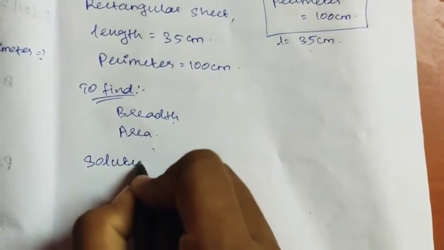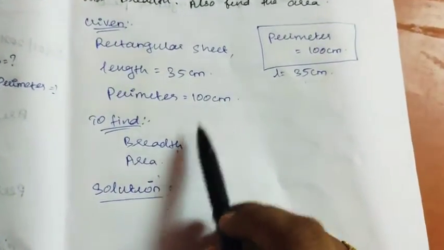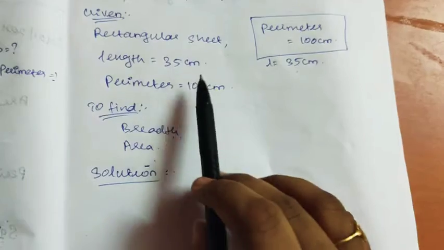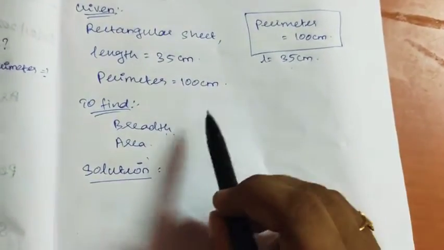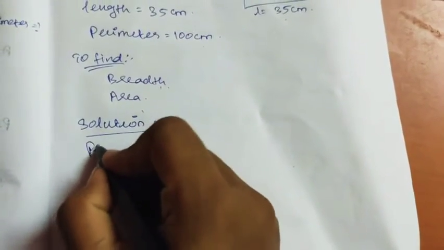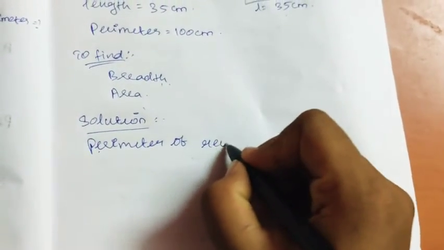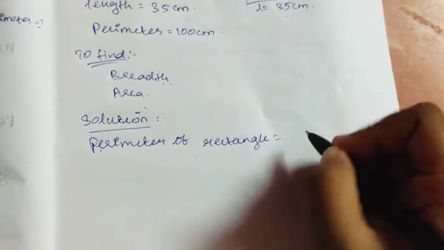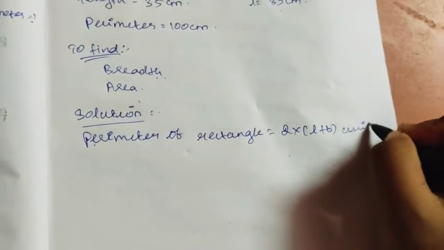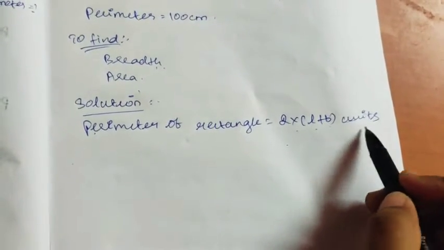Solution. Okay, now we have the perimeter value. So how can we find the breadth? We have the perimeter value and the length value. If we substitute these two values in the perimeter of rectangle formula, we can find the breadth. What is the perimeter of rectangle formula? Perimeter of rectangle equals 2 into (length plus breadth) units.